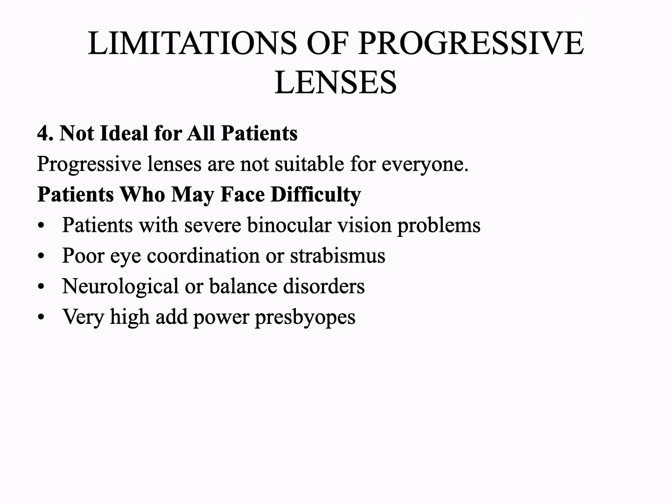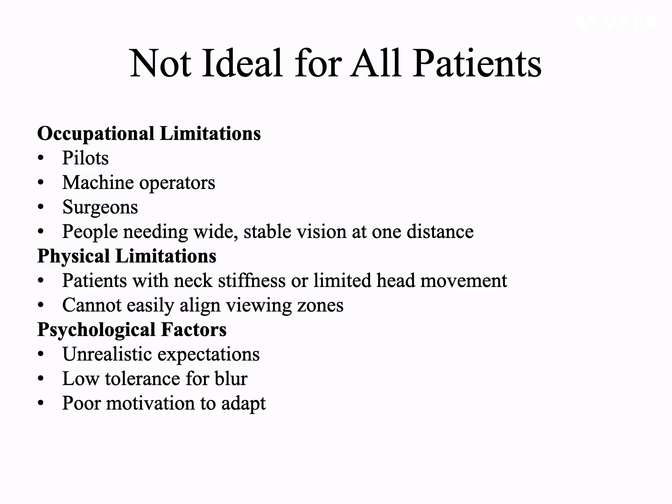Number 4 is not ideal for all patients. Progressive lenses are not suitable for everyone. Patients who may face difficulty: patients with severe binocular vision problems, poor eye coordination or strabismus, neurological or balance disorders, very high powers, and presbyopes. Occupational limitation: pilots, machine operators, surgeons, people needing wide stable vision at one distance.